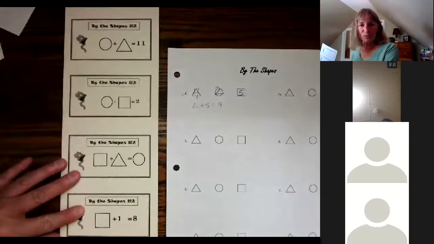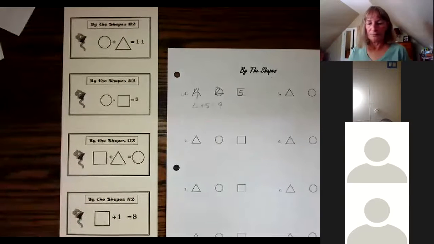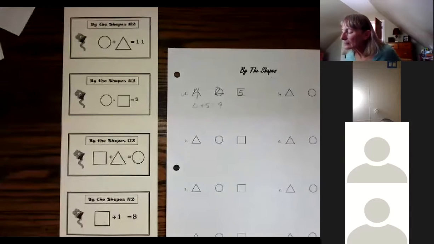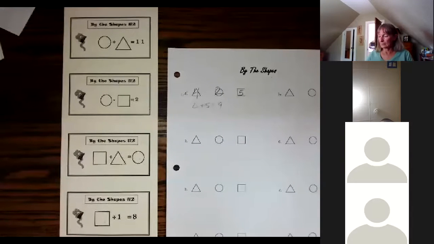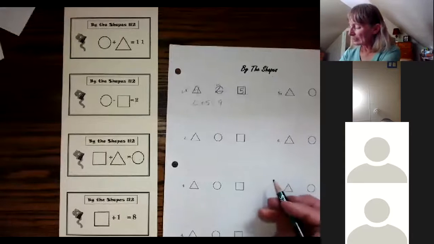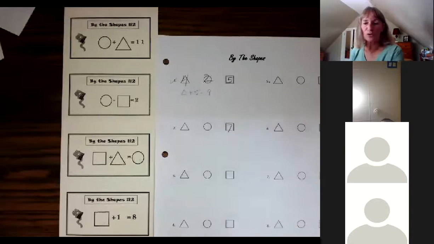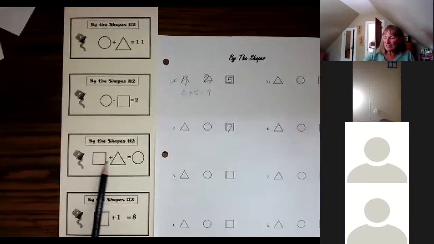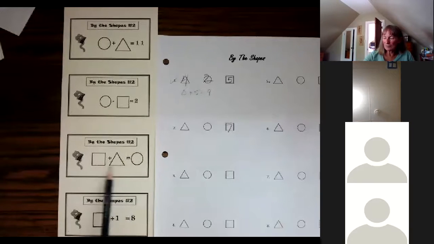Okay, here's problem number 2. Square must be 7. And that is the only clue that you need to really get started. So you can record the 7. We could try to use the 7 here, but it's not going to help us.